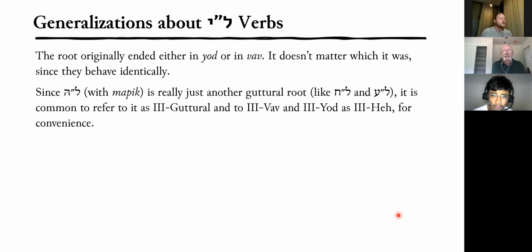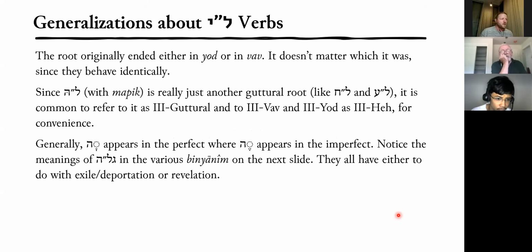Okay. All right, since lamed He, that is with mapik, that's the real lamed He, is just another guttural root like lamed chet or lamed ayin, it's common to refer to it as third guttural, and to the third Vav and third Yod really as third He. We still call them third He. So generally, a appears in the perfect, where e appears in the imperfect with these third He roots.